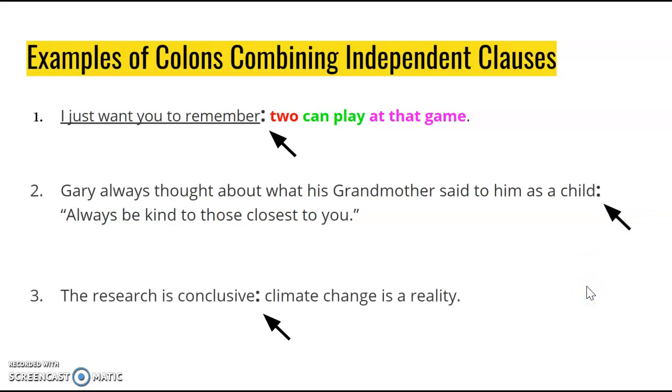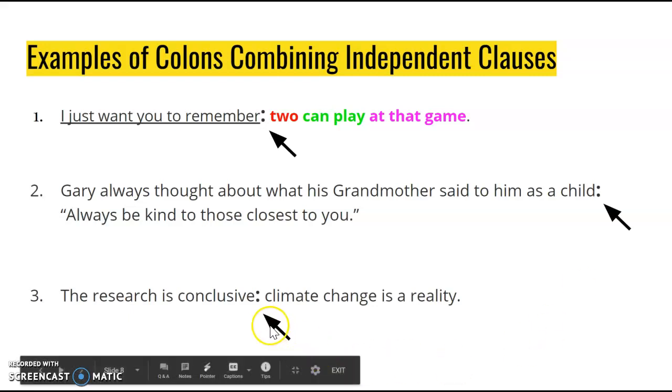Our third example is, the research is conclusive: climate change is a reality. So climate change is a reality is an independent clause, but it helps clarify what the research is that we're talking about.